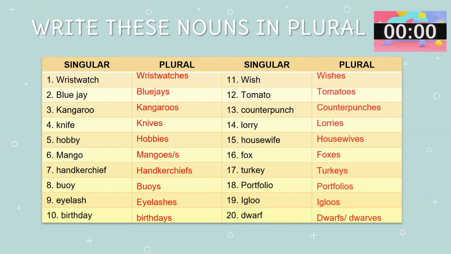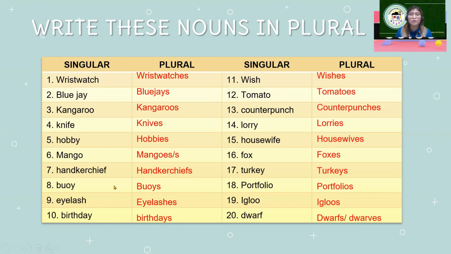Next, wish to wishes, tomato to tomatoes, counterpunch to counterpunches, lorry to lorries, housewife to housewives, fox to foxes, turkey to turkeys, portfolio to portfolios, igloo to igloos, and dwarf is to dwarfs or dwarves.